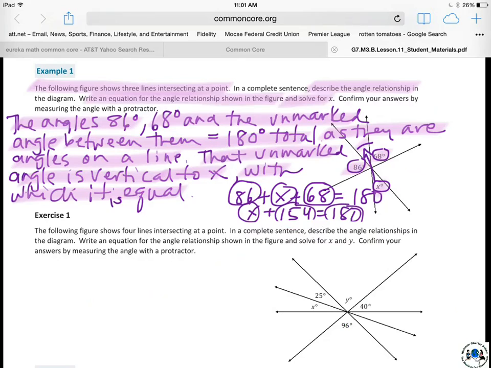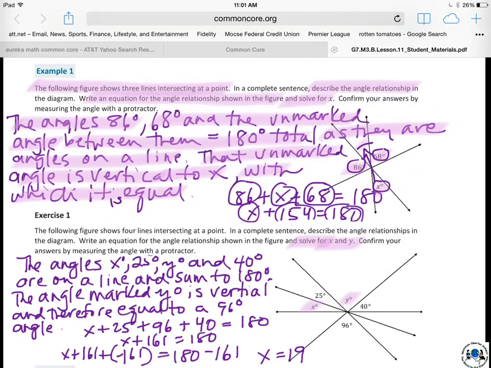Okay, so the following figure shows 4 lines intersecting at a point. In a complete sentence, oh man, I'm getting tired of saying this, but I'll say it anyway. Describe the angle relationships in the diagram, write an equation for the angle relationships shown in the figure, and solve for x and y. A little bit different here. Confirm your answer with a protractor. You're going to solve for both x and y. So get an idea of which relationship you'd like to use, write out that relationship, then create your equation and solve for x and y.